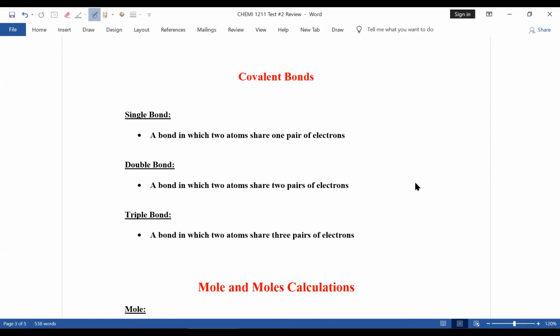Next, I showed you, and I don't have it here, how to draw the Lewis structure for compounds. And I would ask you, draw the Lewis structure for oxygen gas. If you look at oxygen, it has 6 valence electrons, and I'll let you try that now.